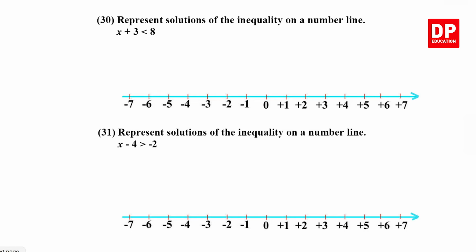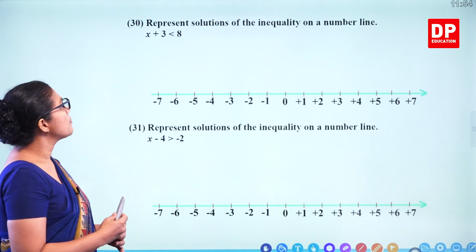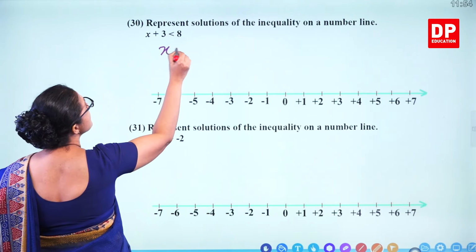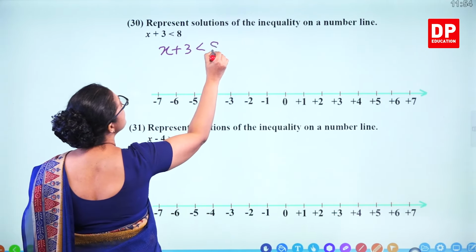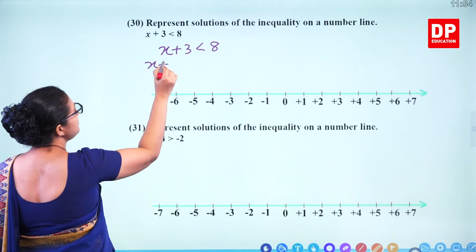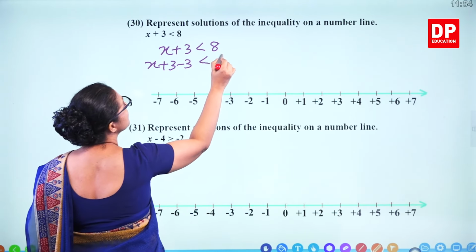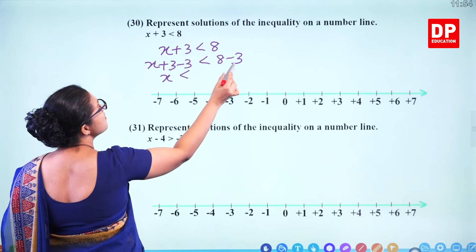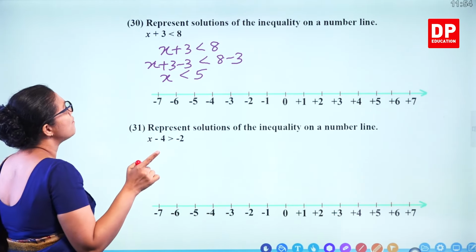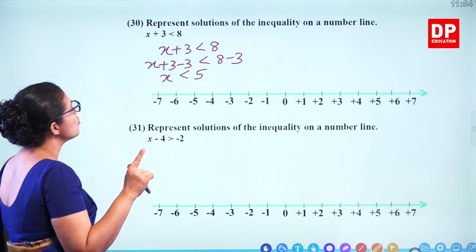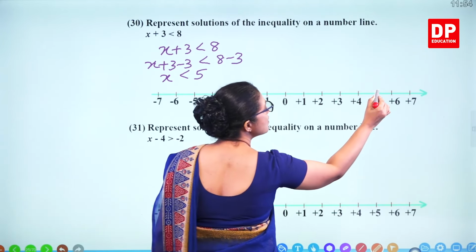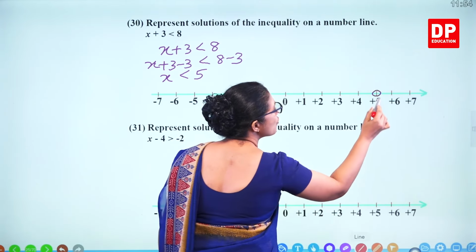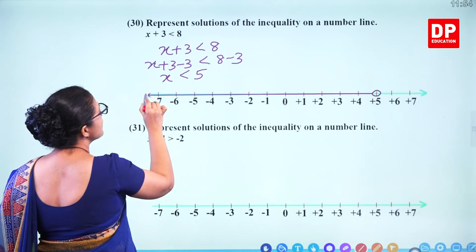Represent solutions of the inequality on a number line. x plus 3 is less than 8. So we can simplify first. Subtract 3 from both sides. So what do you get? x is less than 8 minus 3, becomes 5. x less than 5. How do you represent the solution? 5 is not included, so open circle, and less than 5 means you draw an arrow to the left.